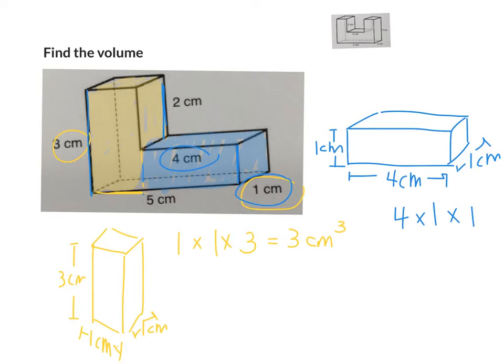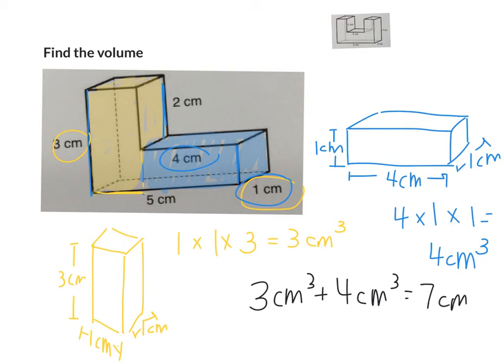What's the volume of the blue portion? 4 cubic centimeters. So what's the total volume of the whole complex figure, the yellow part plus the blue part? Well, it's 3 cubic centimeters plus 4 cubic centimeters, which is 7 cubic centimeters.